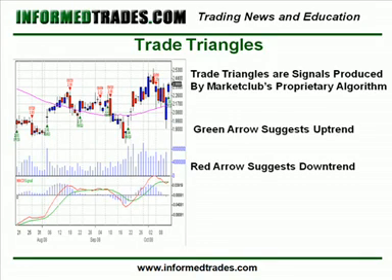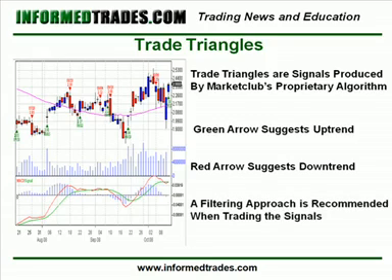The trade triangle algorithm is comprised of weighted factors that include but are not limited to price change, percentage change, moving averages, and new highs and lows. The trade triangle algorithm is not intended to catch tops and bottoms, but instead identify the majority of a swing trend. Marketclub suggests a filtering approach when following the trade triangle signals. So the first thing that's important to understand here is that the trade triangles by themselves are simply meant to identify the trend and are not designed to be used as standalone trade signals.